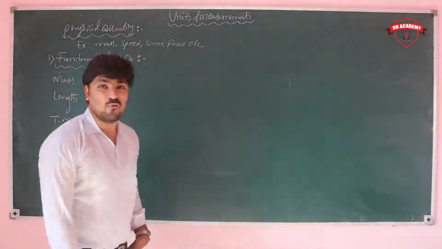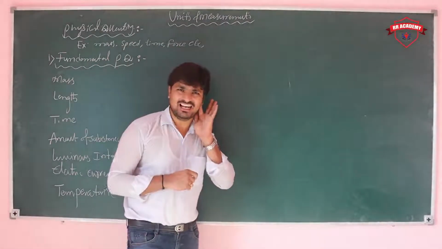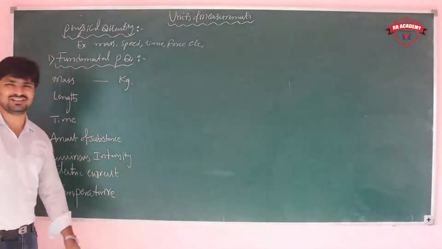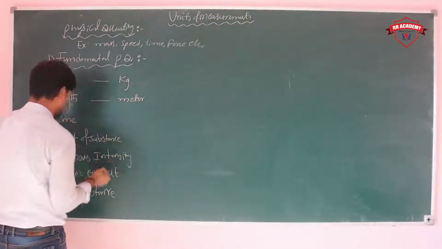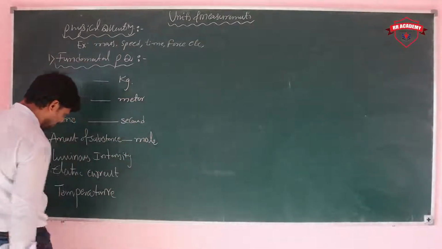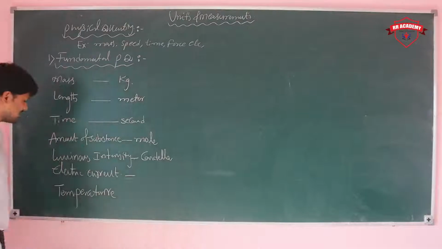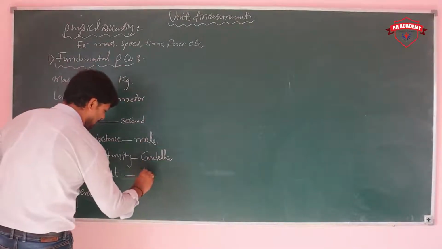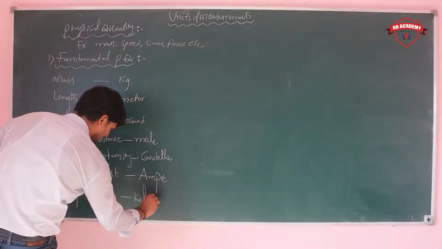What is a unit? A unit is nothing but a standard measurement. To measure mass, the unit we use is kg. For length, the meter. For time, the second. For amount of substance, the unit is the mole. Luminous intensity, candela. Luminous intensity means light, and amount of substance, like gases, we measure in moles. For electric current, ampere. Temperature we measure in Kelvin.